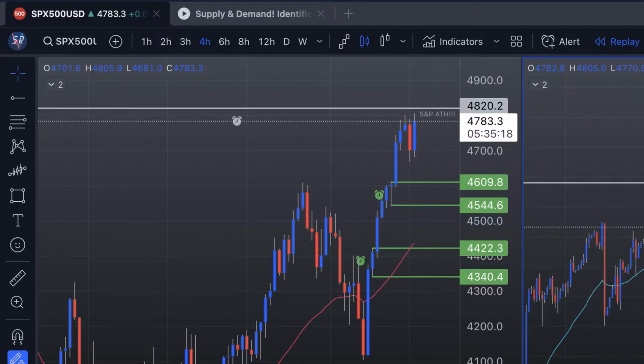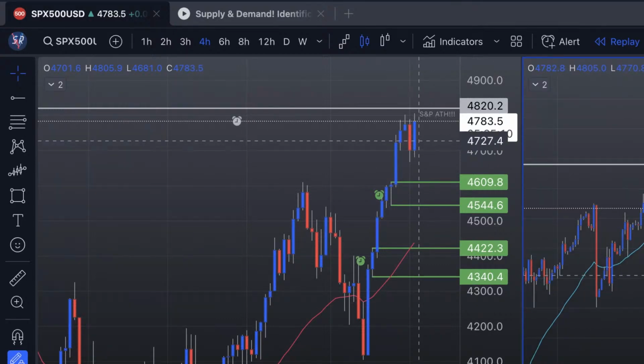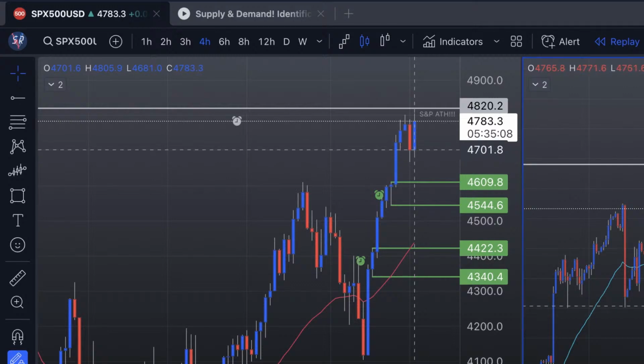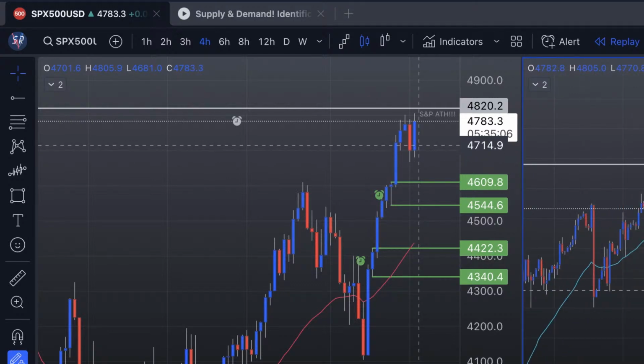So anyway, that's the S&P, just kind of hovering. We'll see if the sellers can push this down. We got some demand here. It is in an uptrend, so I would be taking advantage of some kind of demand in here. Okay, we're just going to skip ahead.